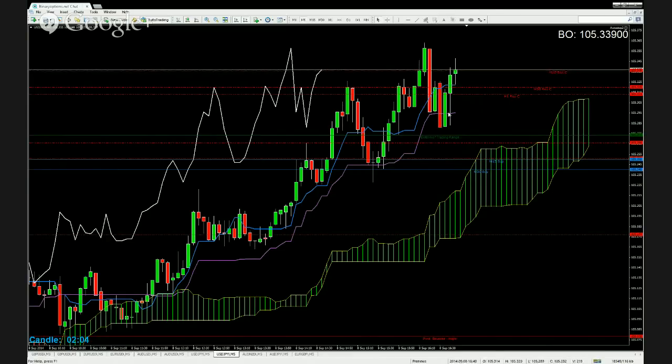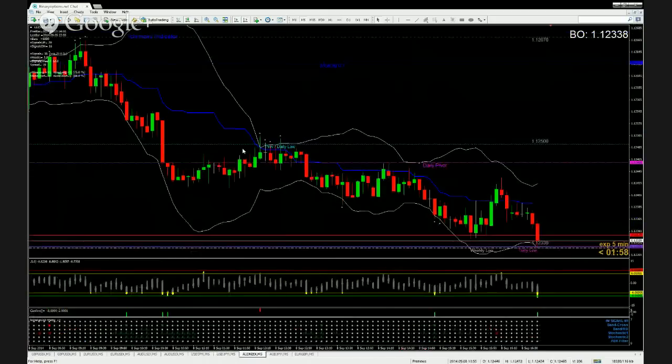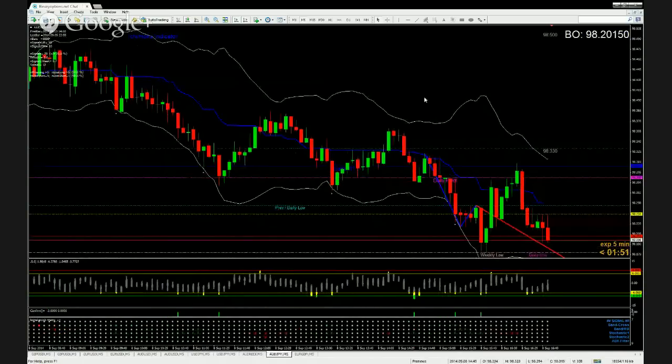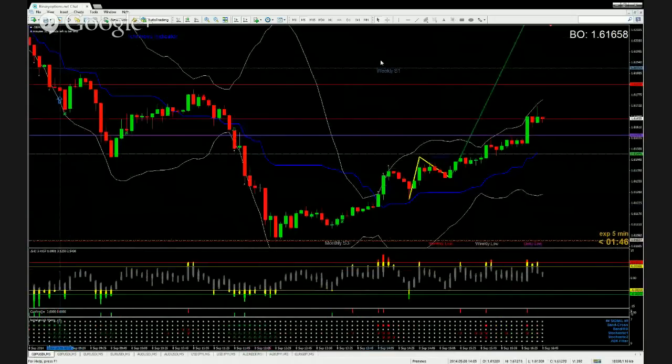The next one, this would have been a pass for me. No confluence on it. Even if I go over to here, no confluence on it. Last one, AUD NZD. I don't mess with this one too much because the spread's always so high on it. It has to be a really good setup for me. Euro GBP, no. This is cable.